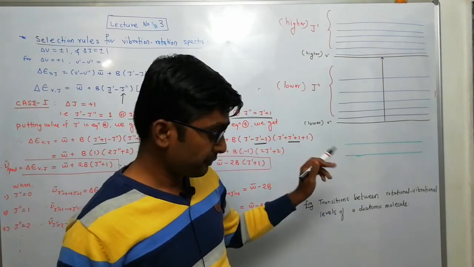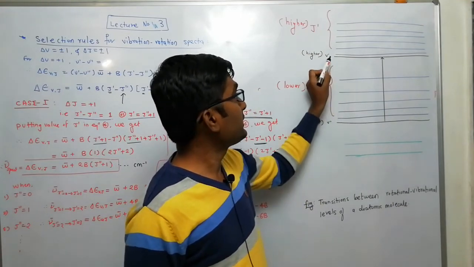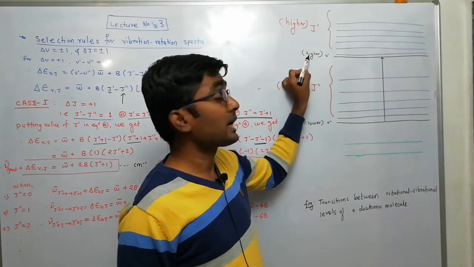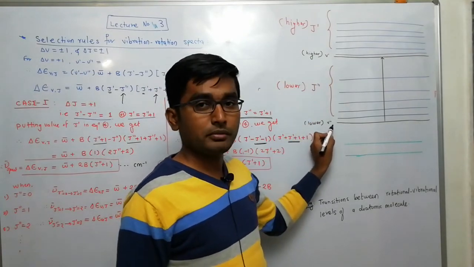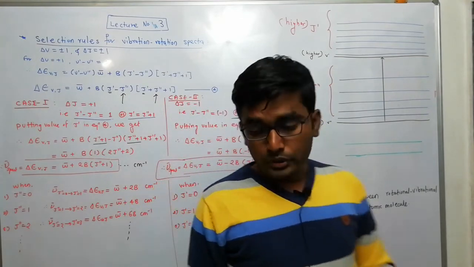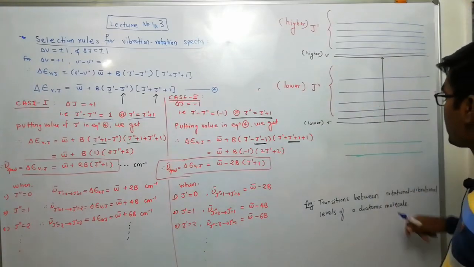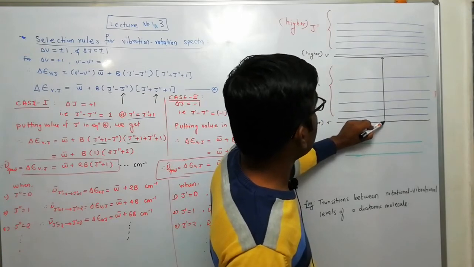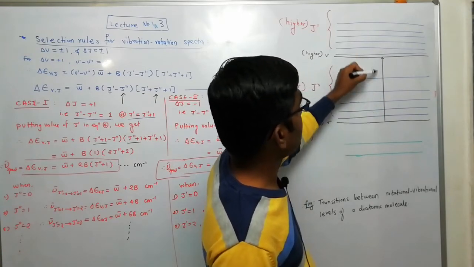Now look here. Okay, I have explained this: this is the lower vibrational energy level and this one is the upper vibrational energy level, or it is called the higher vibrational energy level V prime, and the lower vibrational energy level V double prime. Now we have seen already that this is our vibrational transition. This is our vibrational transition and it is taking place from V double prime to V prime. Okay, delta V is equal to plus 1.